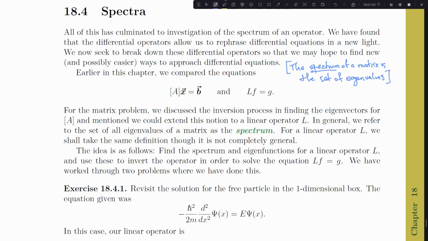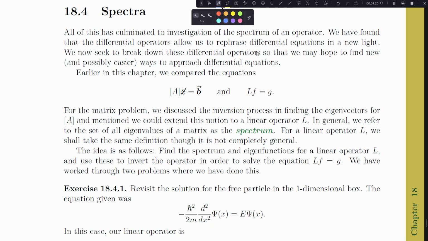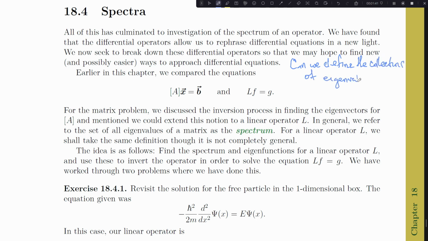And of course, this whole section is kind of set up to say, hey, can I play the same game that I play with matrices, but can I do that with these things that I call linear operators, which are kind of like matrices on infinite dimensional spaces, or matrices with functions as inputs or something. And so the question is, can we define a spectrum? Can we define a collection of eigenvalues for L, my linear operator, instead of just for a matrix M.